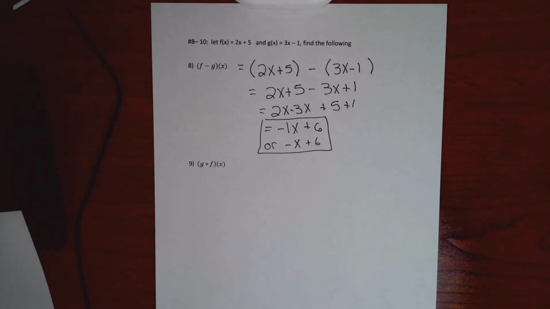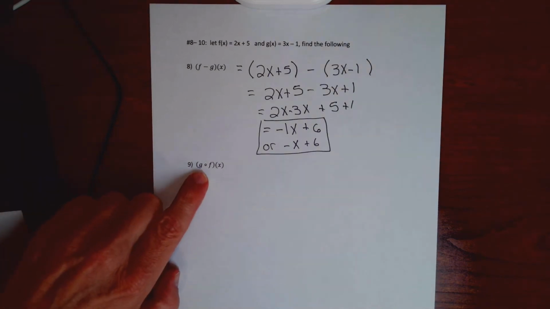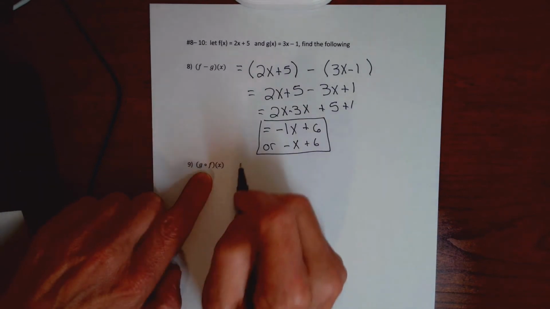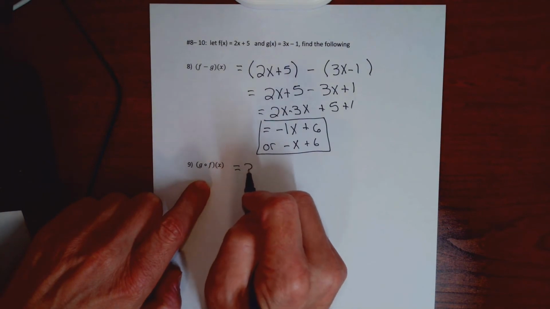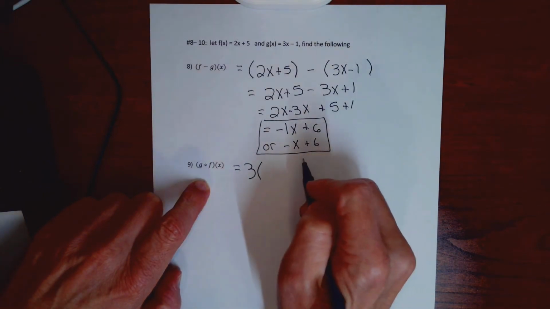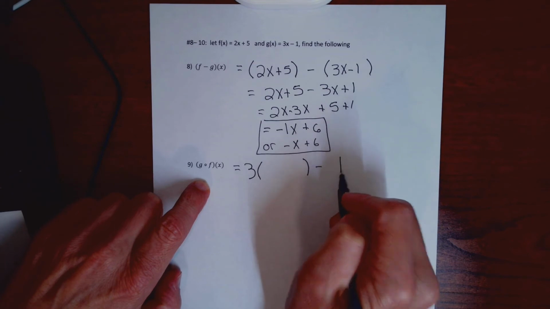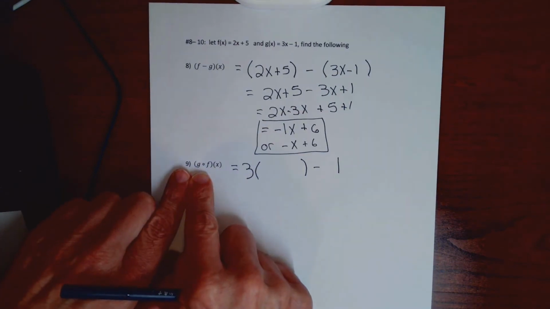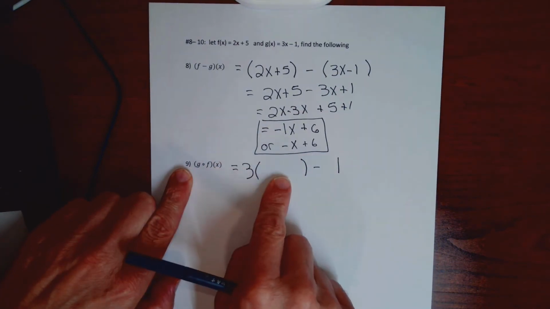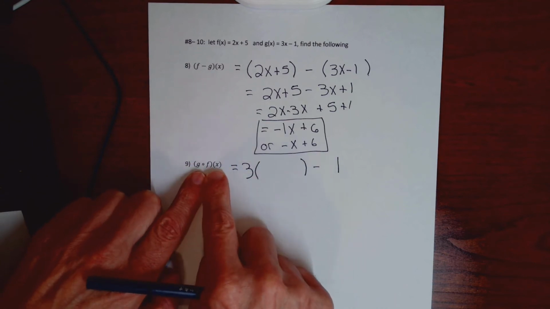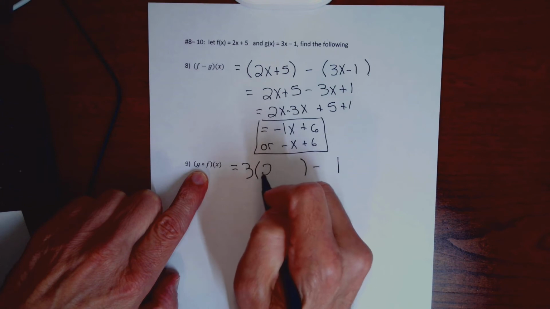Nine wants me to find g composed with f of x, and this symbol doesn't mean multiply. It means to change the x in the first function mentioned to the right side of the second function that's mentioned. So it wants me to change the x in the g function. The g function is 3x minus 1. The g function is mentioned first, so its x is going to change to the right side of the function that's mentioned second, which is 2x plus 5.